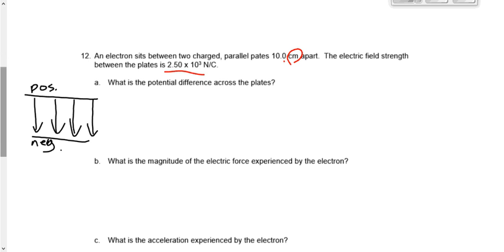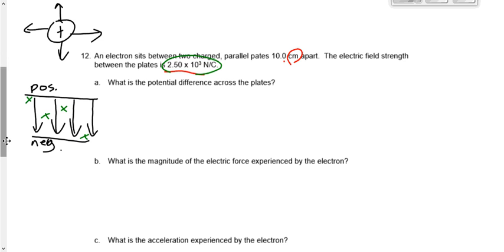Tell me, before we go on to solve this question, if the electric field strength between the plates is 2.5, what is the electric field strength right here? 2.5. What is it right here? 2.5. Good. What is it right here? 2.5. It's a uniform electric field between two plates, which means that the field strength is going to be the same no matter where you are between the plates. Make sense?